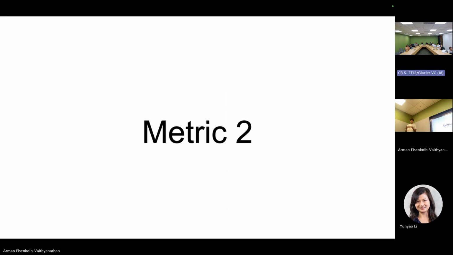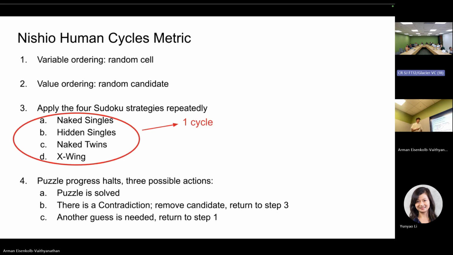The metric derived from this method is called Nishio human cycles. But before I talk about how exactly this metric is computed, this is an outline of the algorithm I use to simulate human solvers. The variable and value ordering are randomized to simulate beginner Sudoku solvers. When I was observing my grandmother solve her daily Sudoku puzzles, whenever she would make a guess, it would not be calculated at all, and she would make random guesses. So to simulate beginner Sudoku solvers, I randomize the value ordering and variable ordering.